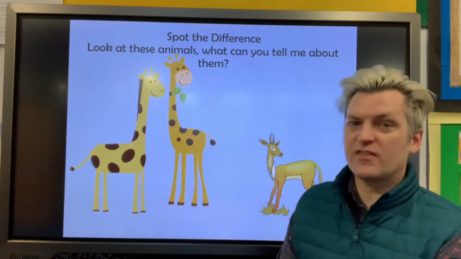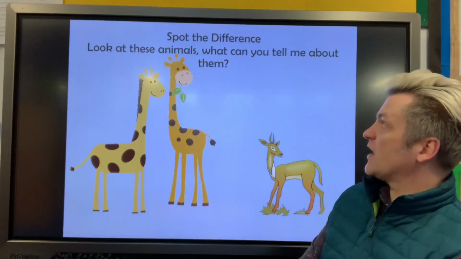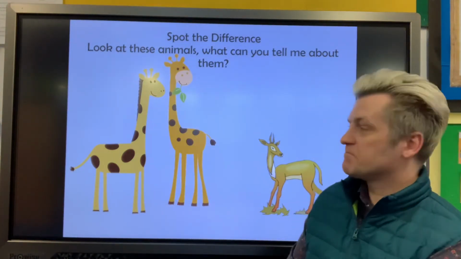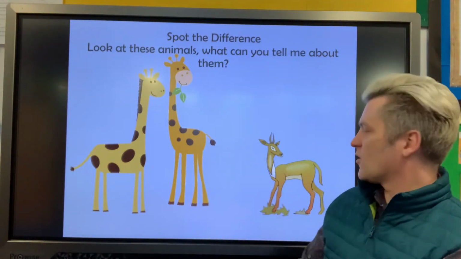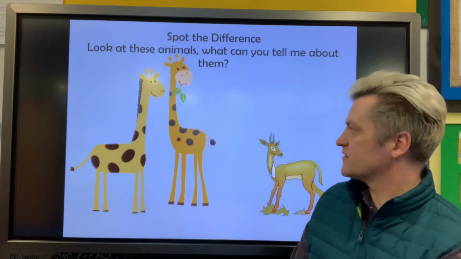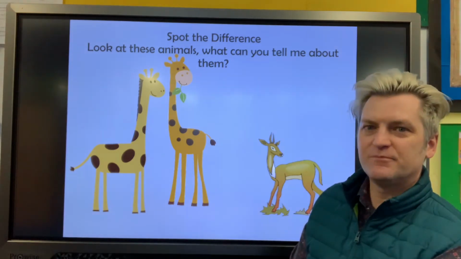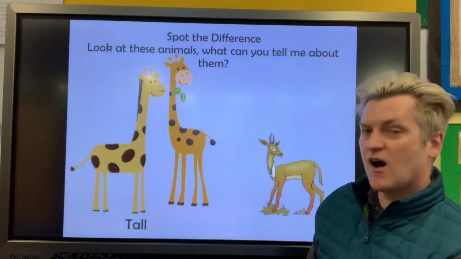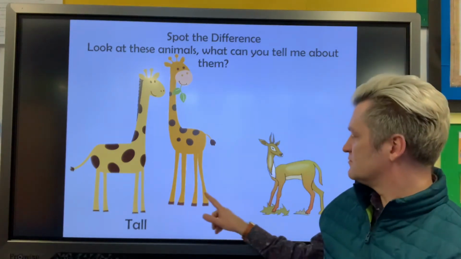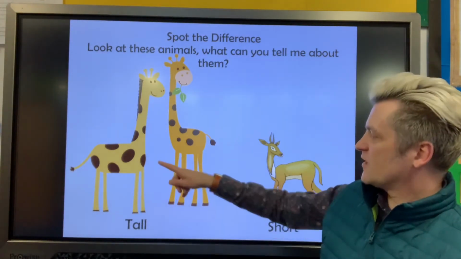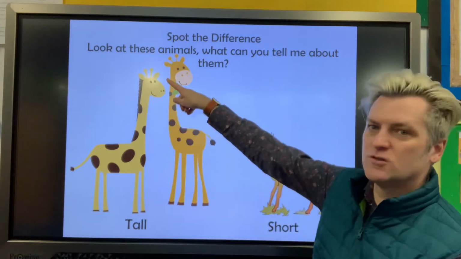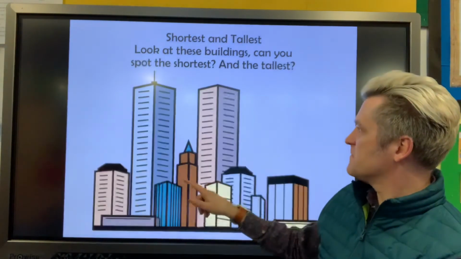Right, have a look at these animals. What can you tell me about these animals? Have a look at them. We've got a giraffe and we've got an antelope here, all right? What can you tell me about them? The giraffes are tall, and there we are, the antelope is short. They're tall, they've got this very tall neck as well, haven't they?